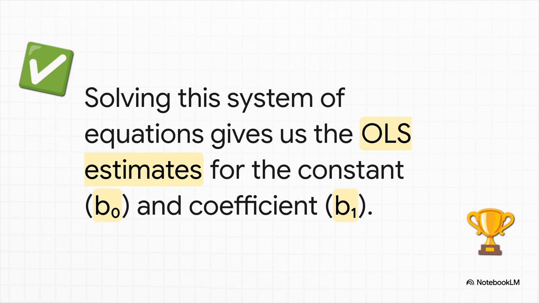And then, step 3. This is the moment of truth. We now have two equations and two unknowns. We just have to do a bit of algebra, solve them together, and what pops out are the exact perfect formulas for our best fit slope and intercept. We've done it. We've found the bottom of the valley.